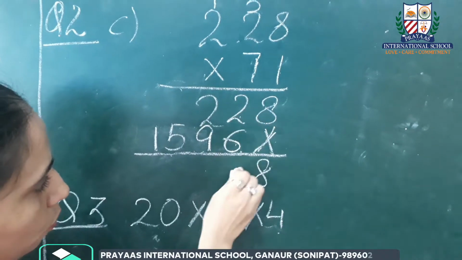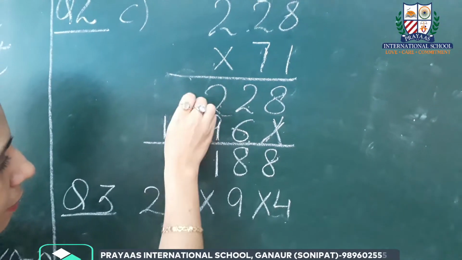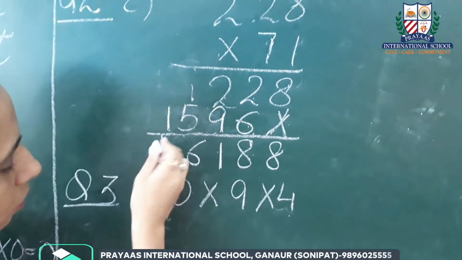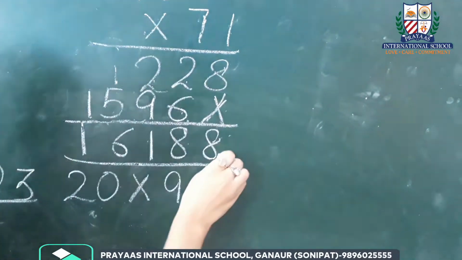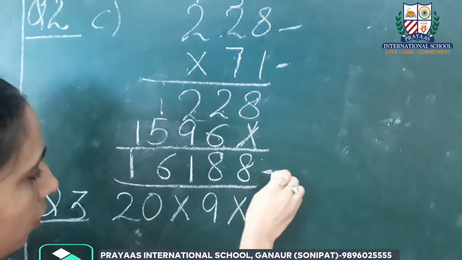8, 6 plus 2 is 8, 9 plus 2 is 11, 1 carry, 5 plus 1 is 6, and 1. So this will be your product. This is your multiplicand, this is the multiplier, and this one is your product.